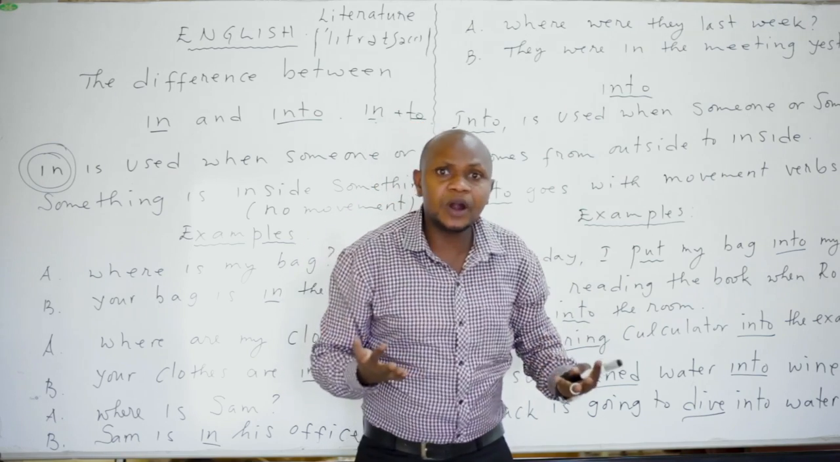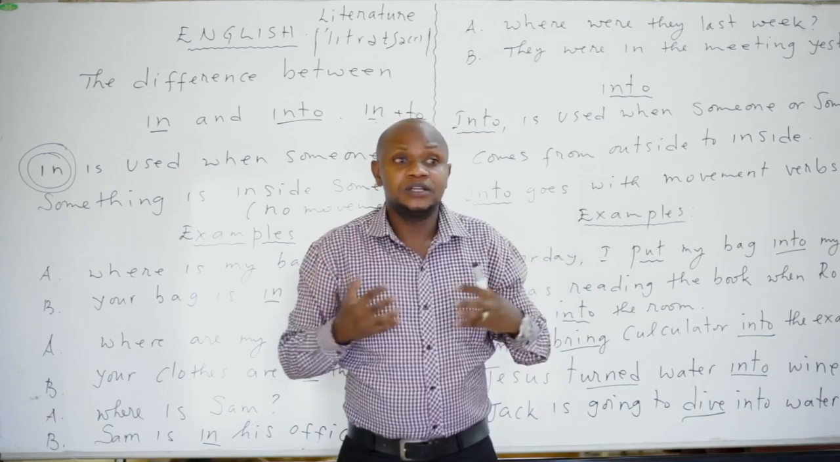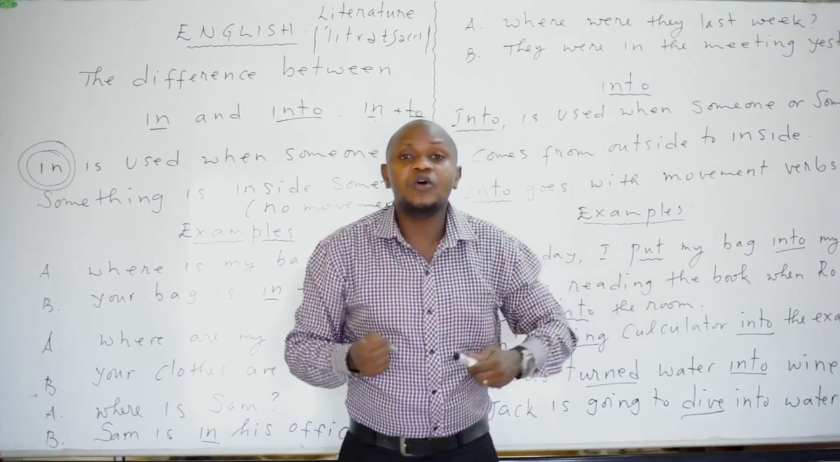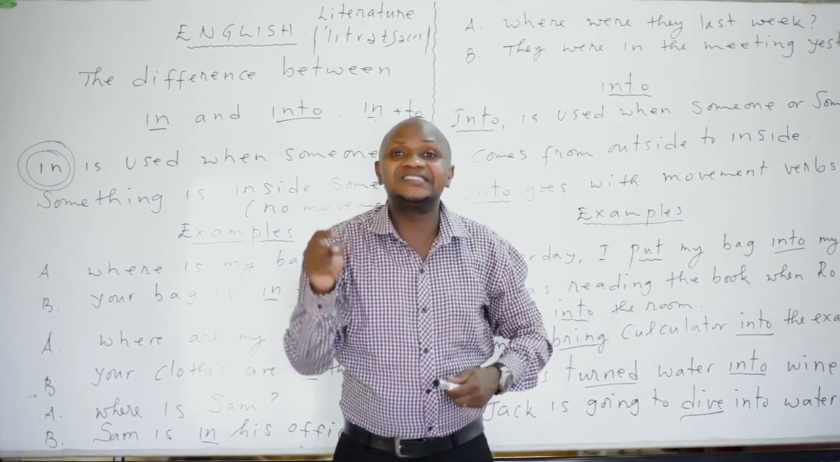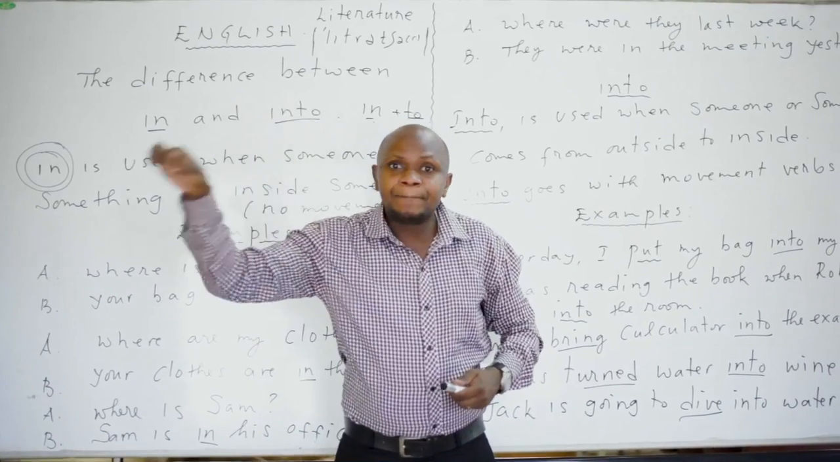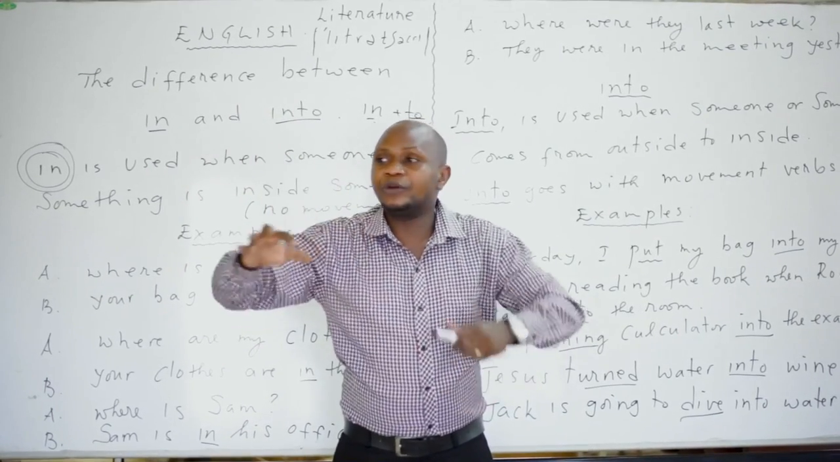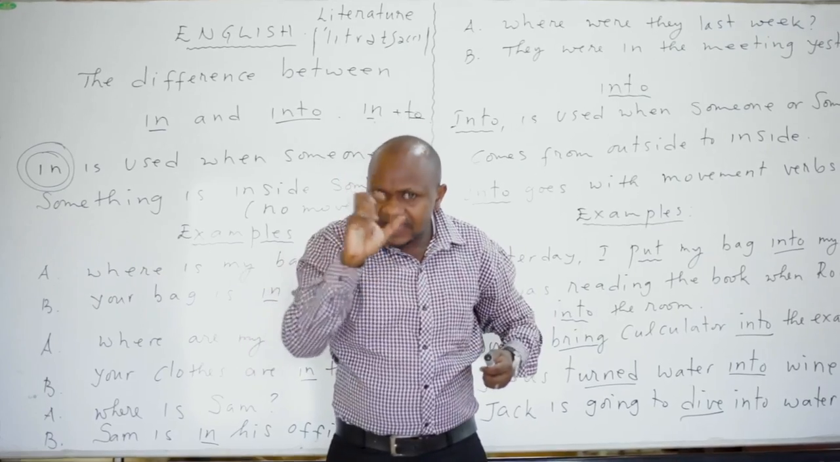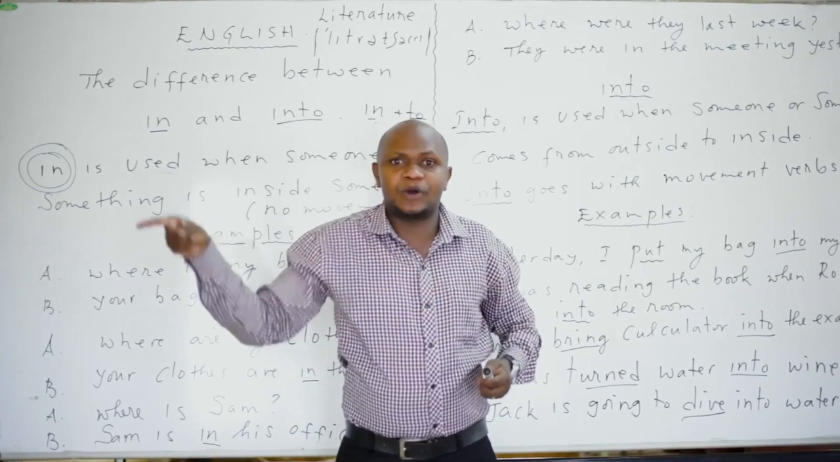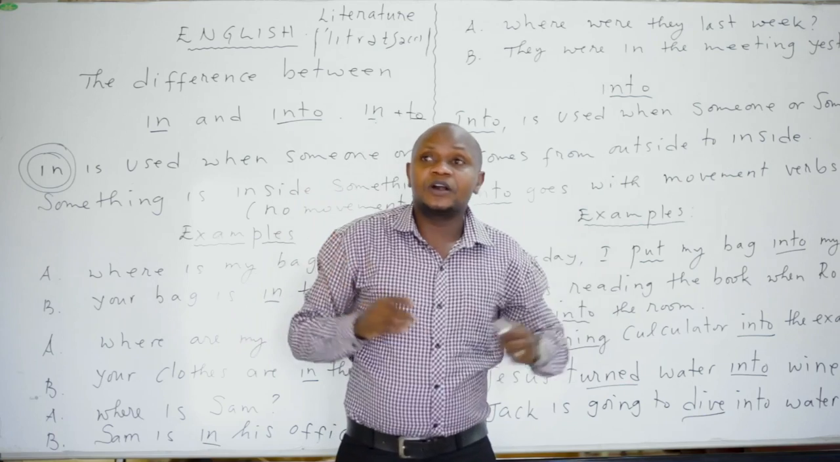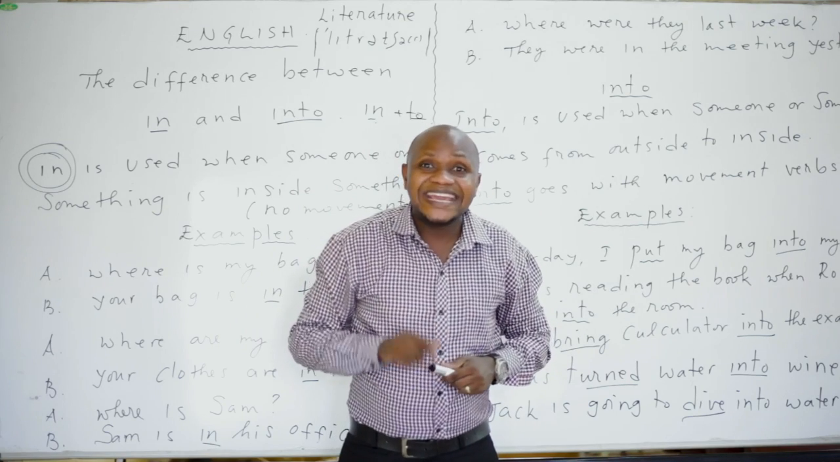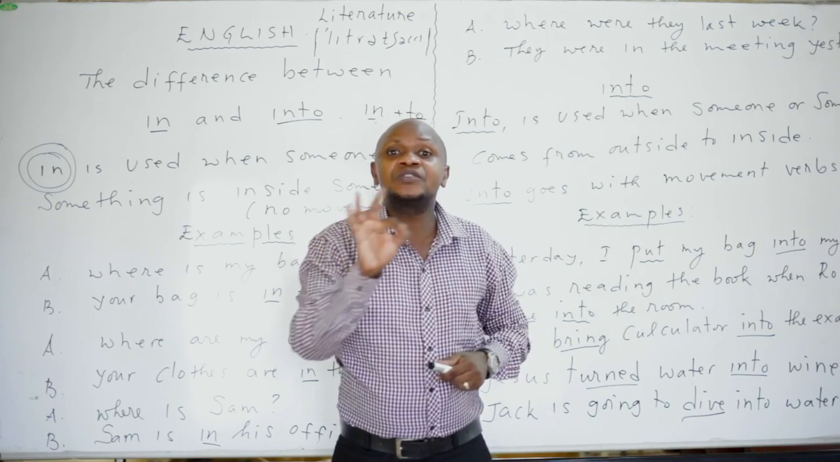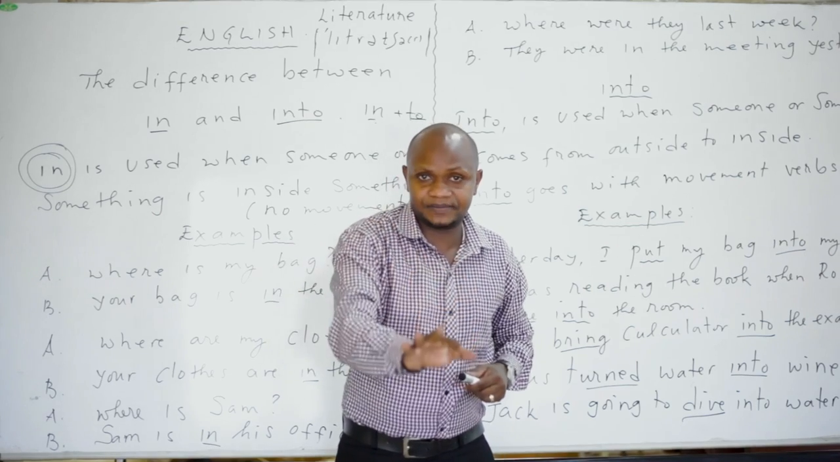Oh, where is my ball? Ese umupira wanjye uri hehe wo gukina? Oh, your ball is in the box. Umupira wawe uri mu gakarito. That is it. We don't say "into the box". Turaza kureba impamvu. Or where is John? John is in his room. John ari mu cyumba cye.